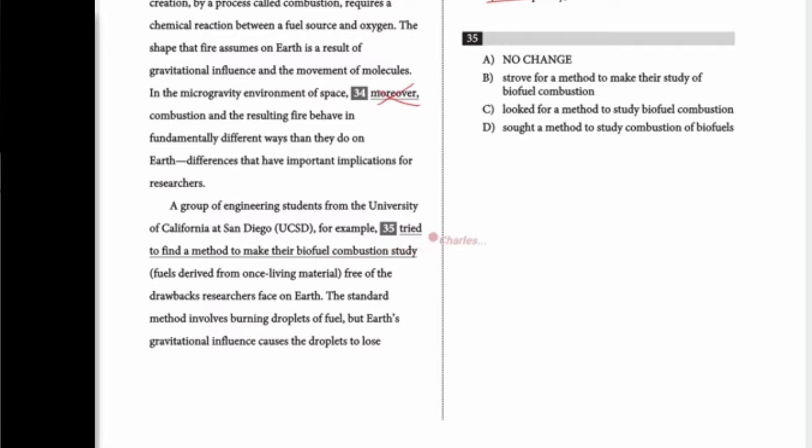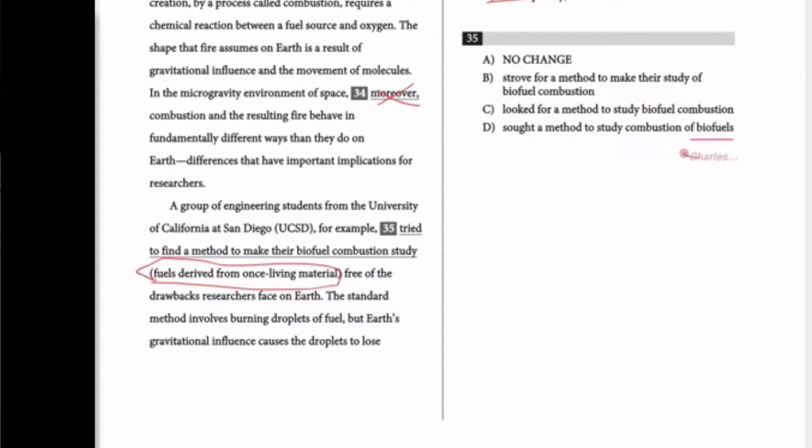Kind of sounds wordy. Strove for a method to make their study of biofuel combustion free of drawbacks. No, that sounds wordy too. Look for a method to study biofuel combustion. Sought a method to study combustion of biofuels. So I think that's best because we also have the parentheses.